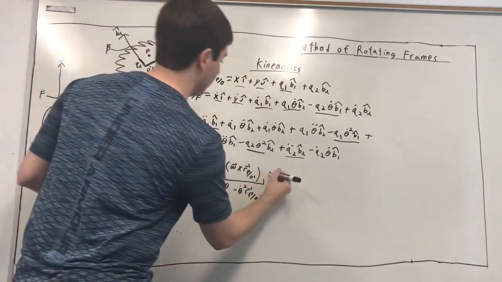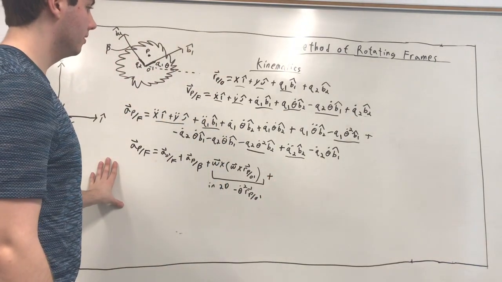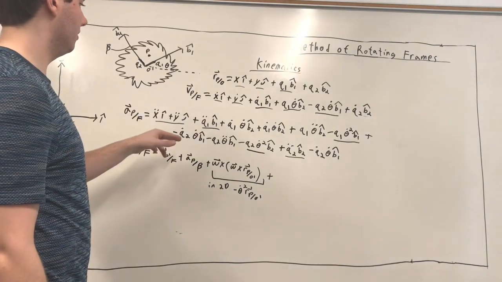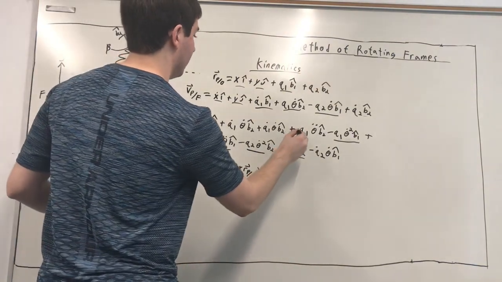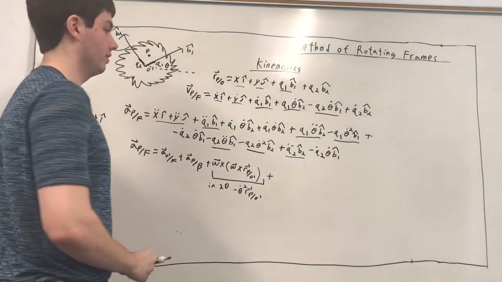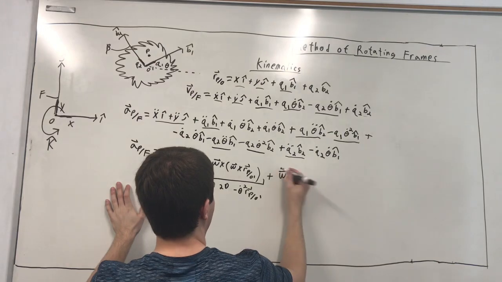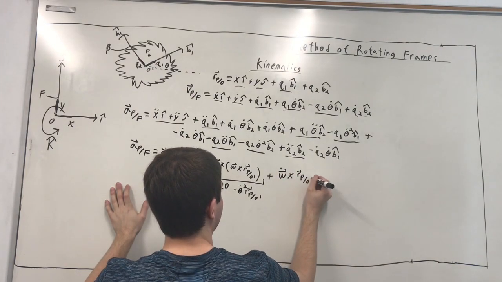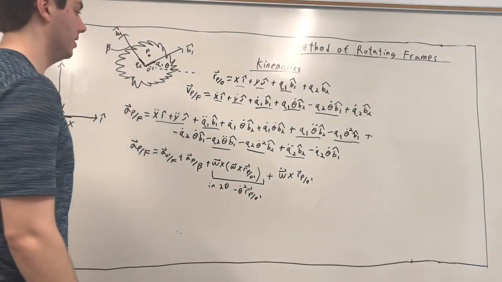Okay, so next you have, let's see, quite a bit more terms. Let's deal with all of the ones that have theta double dot. So you got this guy, you got this guy, and that is going to be your angular acceleration. So that is just omega dot crossed with r of P with respect to O prime. Alright? Could be alpha, it's your choice of notation.